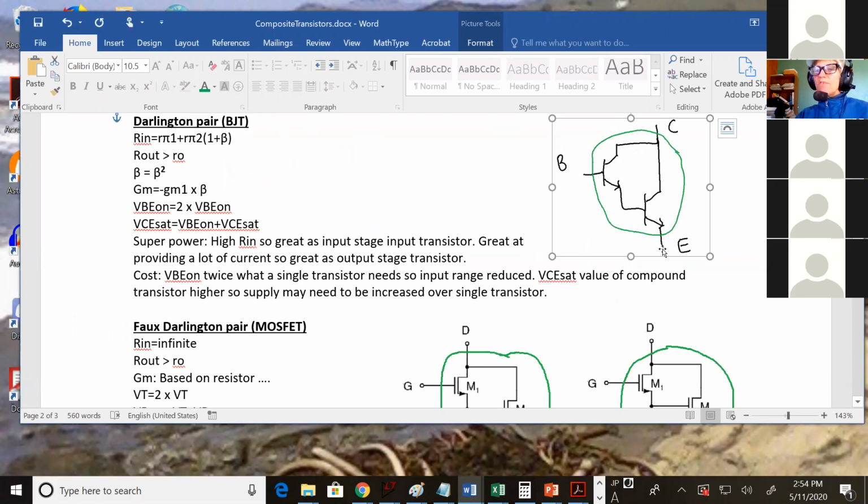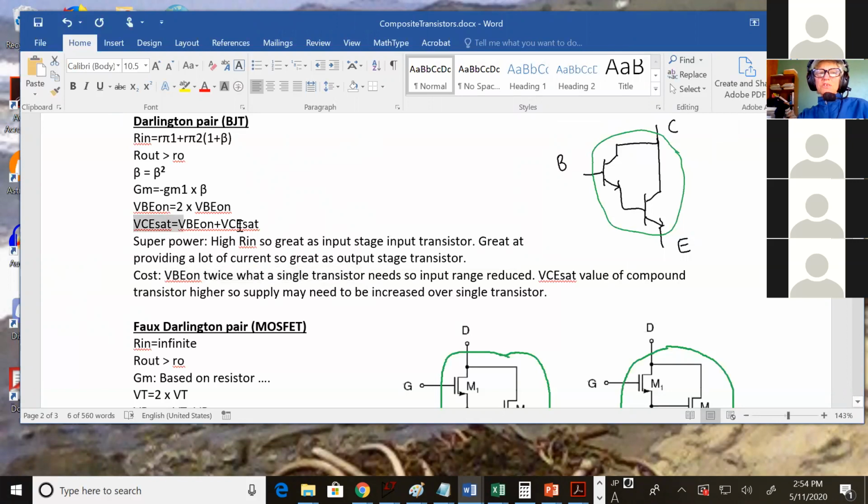So this needs to be VB on. So this node is VB on, and then you need another VB on for the second transistor to be on. So it's actually two VB on to turn this thing on. And so the range of your V in gets shrunk a little bit with the Darlington pair. And you can see here the cost is VB on is twice what a single transistor needs. The VC sat is also larger. So you need more voltage across it this direction and more voltage to turn it on in the first place.